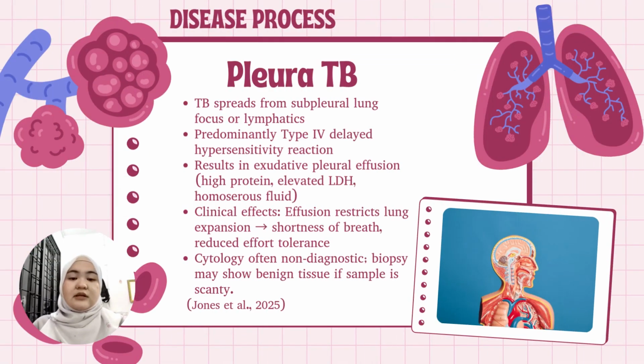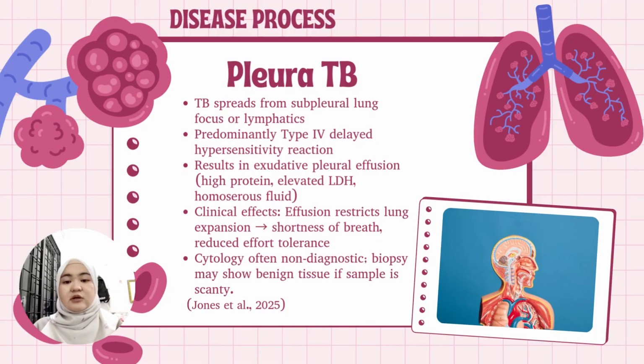For pleural TB, it occurs when Mycobacterium tuberculosis spreads to the pleura, usually from a nearby subpleural lung focus or through lymphatic spread. Unlike pulmonary TB, pleural TB is mainly caused by a delayed type 4 hypersensitivity reaction to mycobacterial antigen rather than active bacterial multiplication. This immune response increases capillary permeability and disrupts normal lymphatic drainage. As a result, an exudative pleural effusion develops.